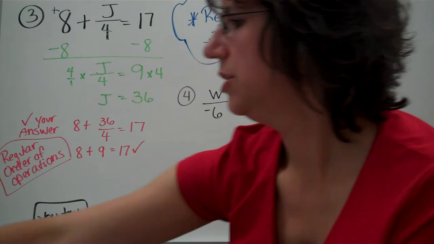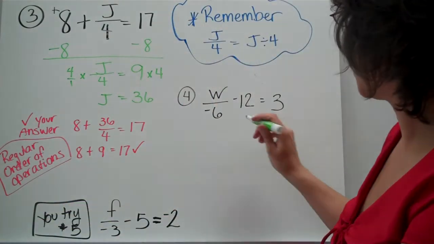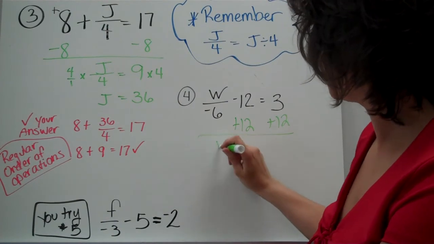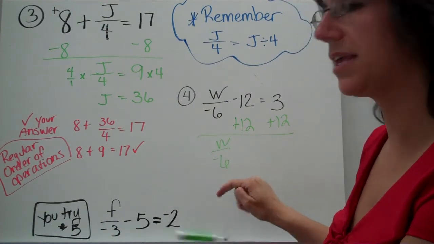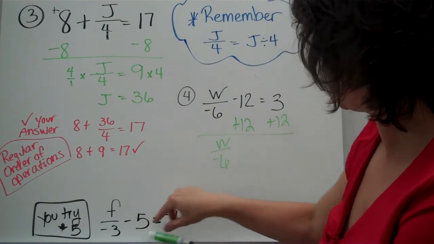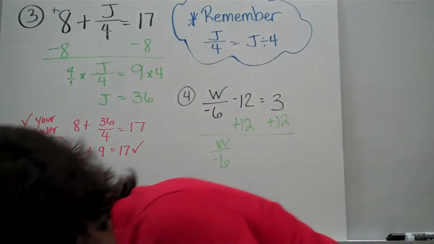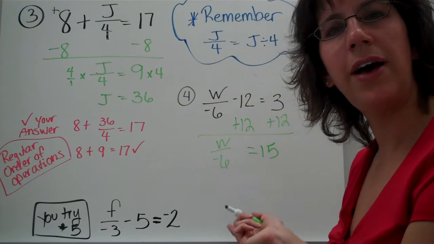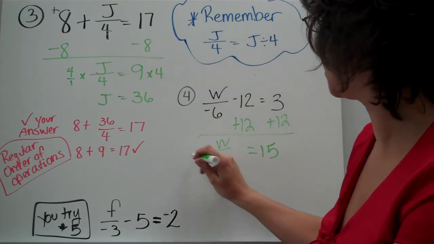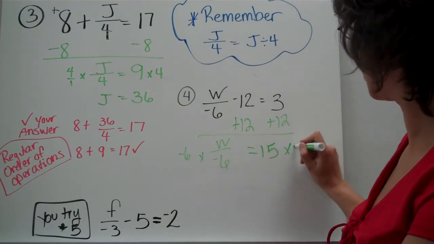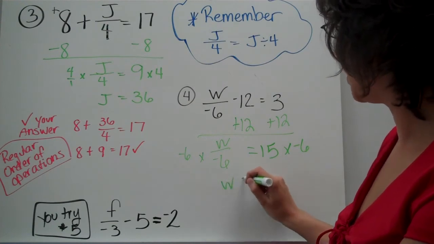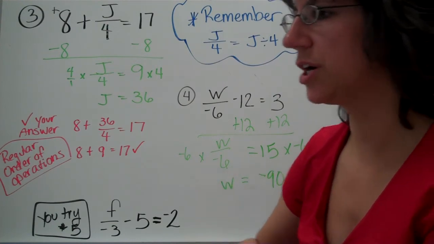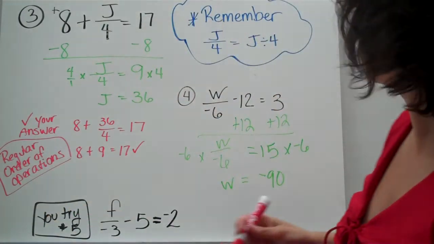Okay, so let's see, you should have plus 12. I have this left. I'm going to keep that for right now. And then I'm going to do 3 plus 12, and that gives you 15. The opposite of dividing by negative 6 is timesing by negative 6. W equals negative 90. It's important to check our answer just to make sure it works.